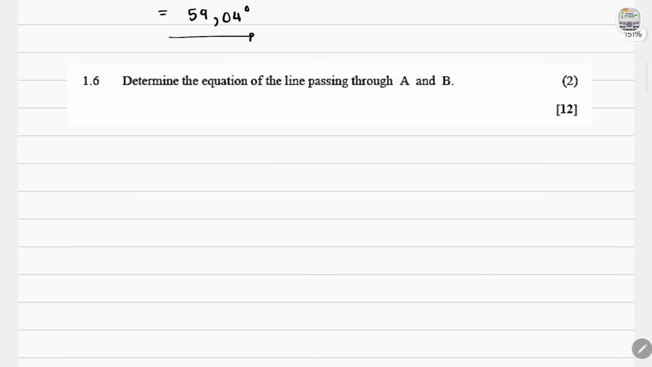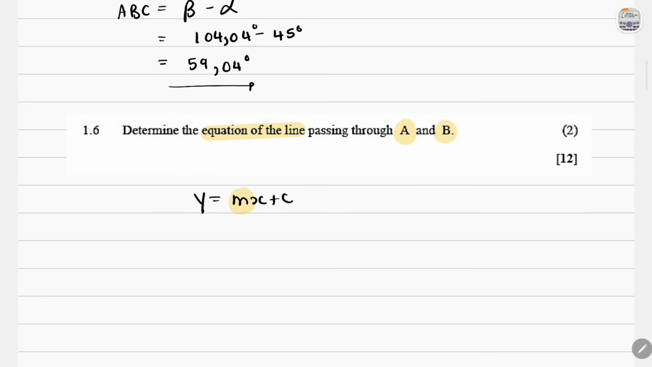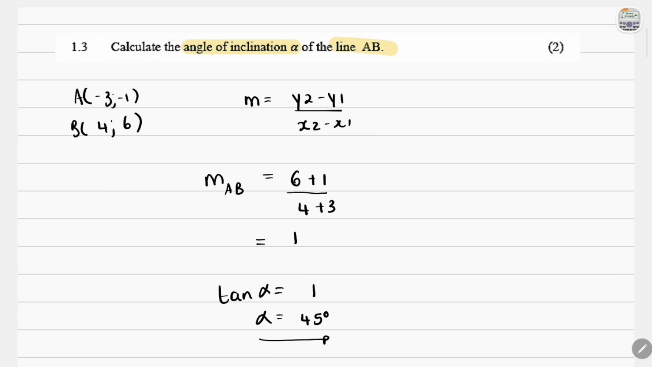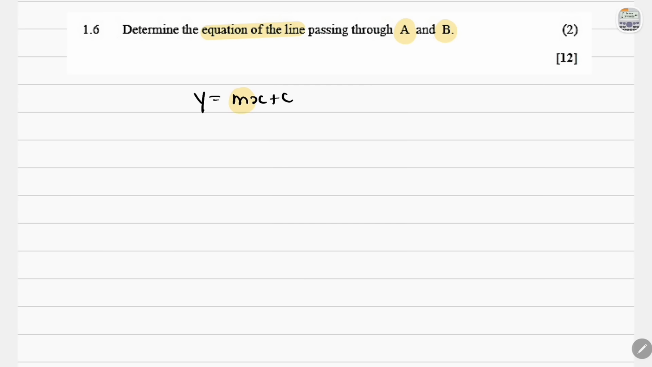Question 1.6 says, determine the equation of the line passing through A and B. So it's the equation of a line. So it is in the form of y equals mx plus c, meaning we first need to find the gradient and then find c, or at least one point on the graph that can help us find c. So they've given us 2 points A and B, and so we can just use them to first find the gradient, which we already have. We have the gradient of AB. The gradient of AB from the first question was 1. So just go ahead and find c.